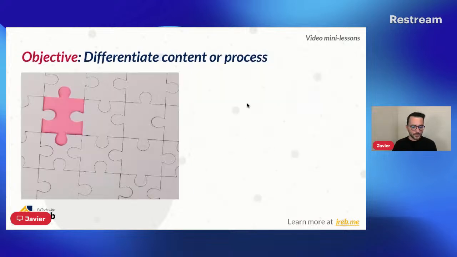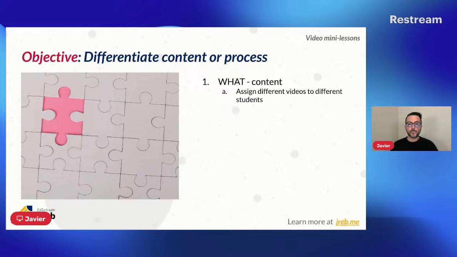What if you want to share a video to differentiate content or process? Differentiation is a great objective to have for when you use video. So let's get into how to differentiate the content, the what the students are learning, with video. For example, you can assign different videos to different students through your system or Google Classroom.